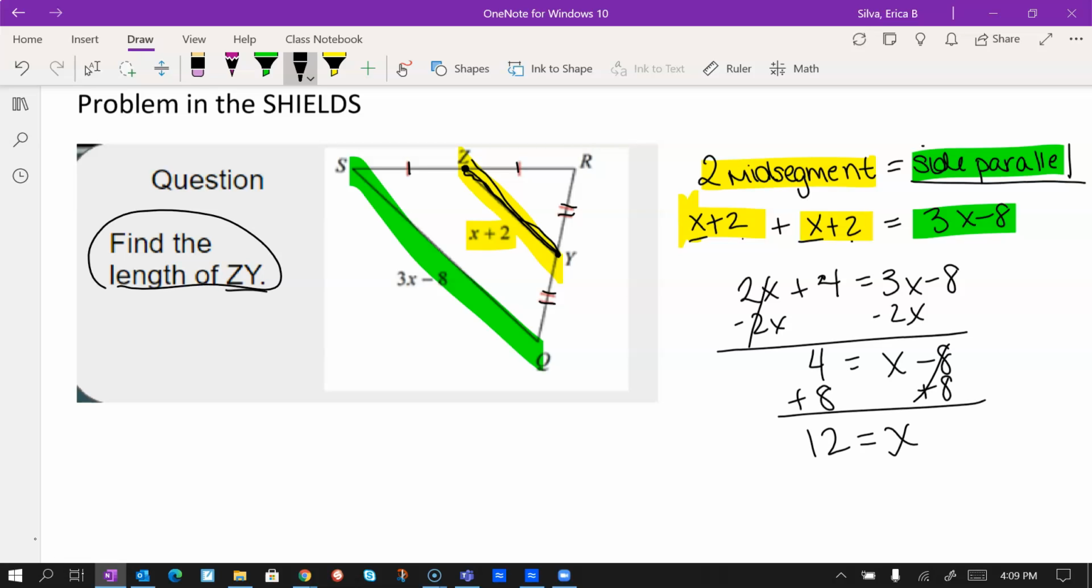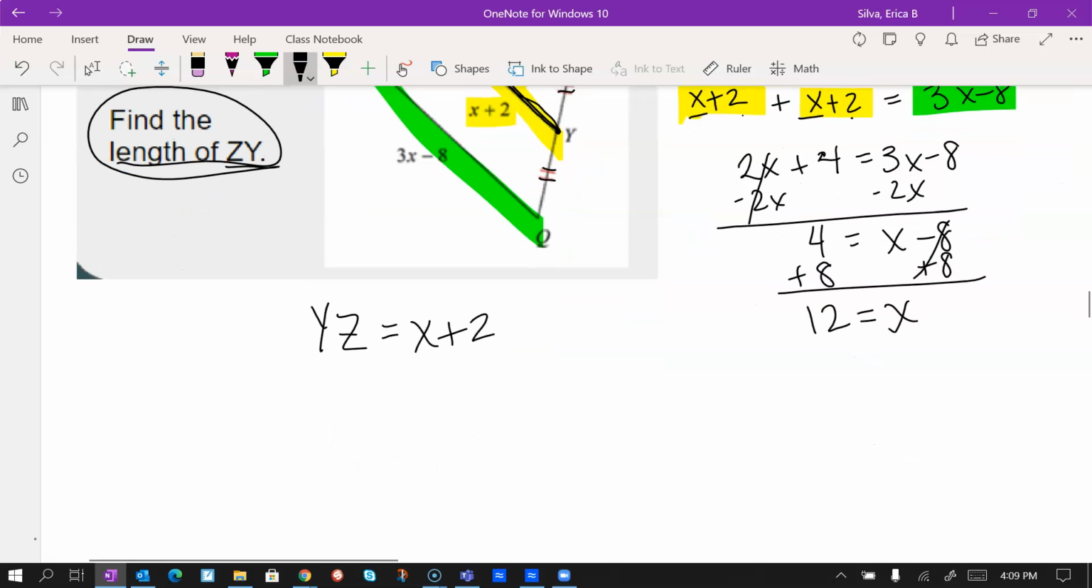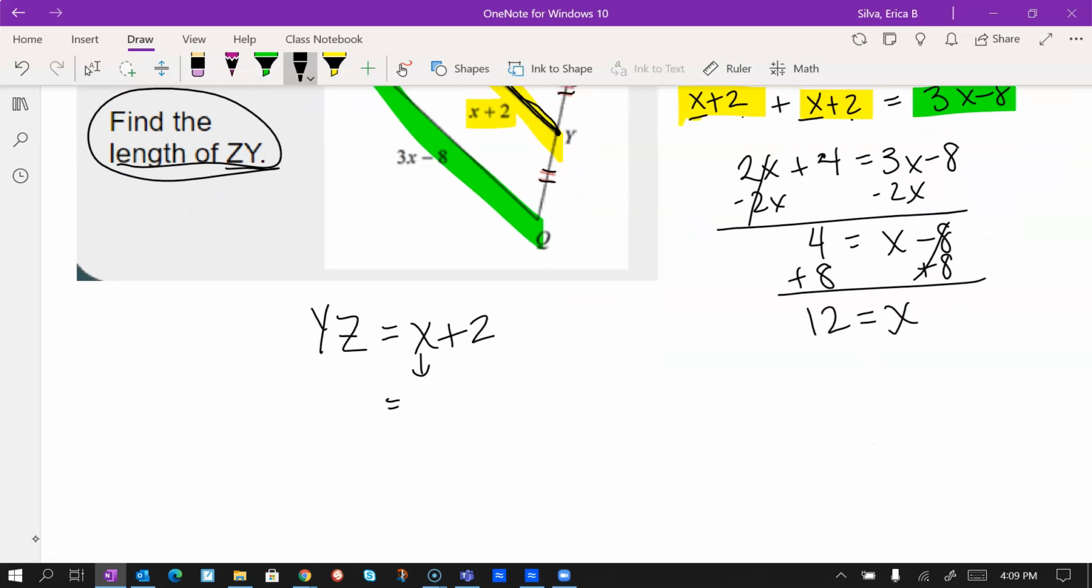But again, they're asking us to find the length of YZ. So YZ is equal to x plus 2. And now that we know the value of x, we're going to substitute it. 12 plus 2. And YZ is equal to 14.